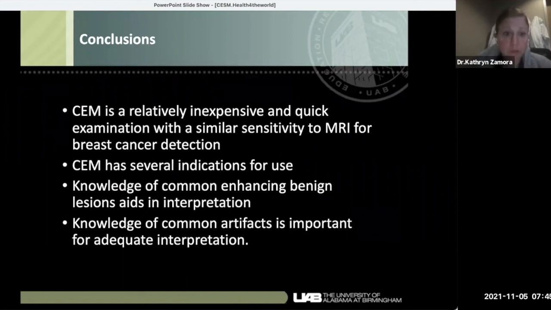Conclusions. Contrast enhanced mammography is a relatively inexpensive and quick examination with a similar sensitivity to MRI for the detection of breast cancer. It has several indications for use and potential indications for use. It's important to understand that there are benign enhancing masses to enhance interpretation. And also knowledge of common artifacts is important for adequate interpretation.